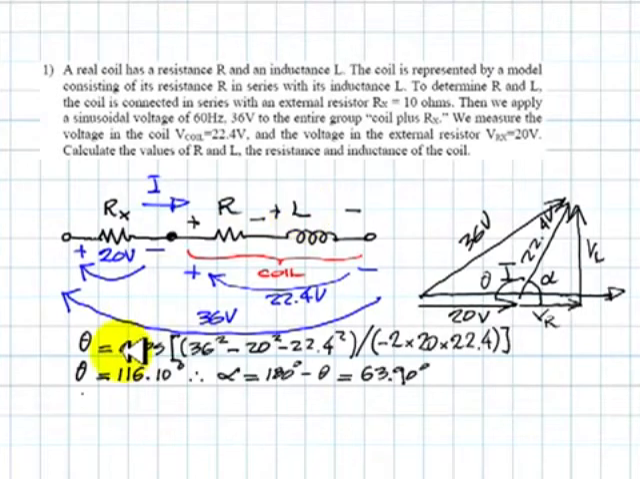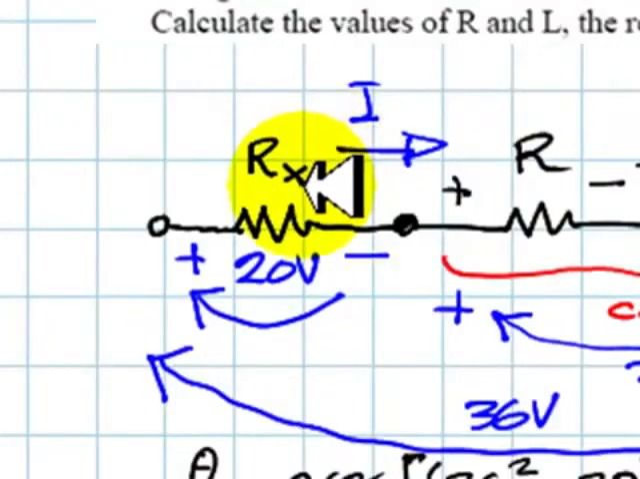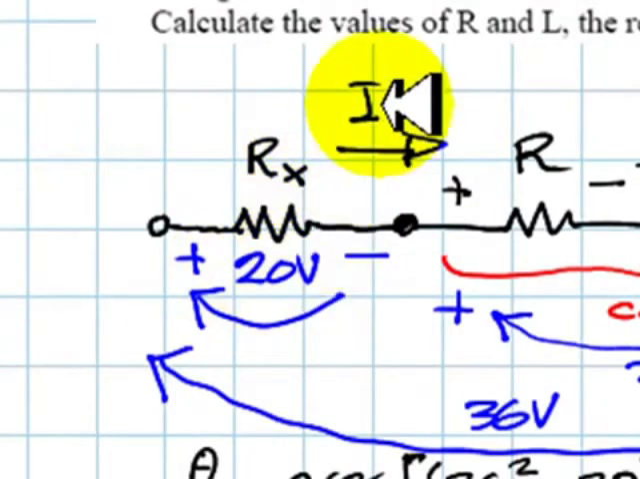Let's do it. I'm using cosine law to find this angle theta, 116.10 degrees, and alpha is 180 minus theta, 63.90 degrees. This voltage VR in the resistance of the coil is going to be 22.4 cosine of alpha, and that is 9.86 volts. And the voltage in the inductive part of the coil, this one, is 22.4 sine of alpha, 20.12 volts.